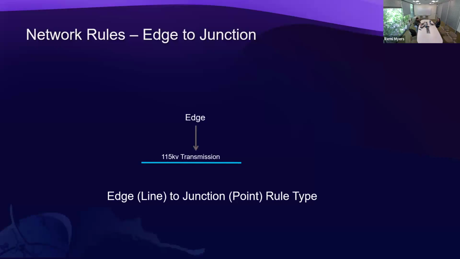So I like to show how these traces work, and I mentioned network rules. We use rules to establish how things connect to each other. So for example, in an operational data set, such as a power data set, you might go from a line to a point. In our computer sciencey terms, we call that an edge to junction rule type.